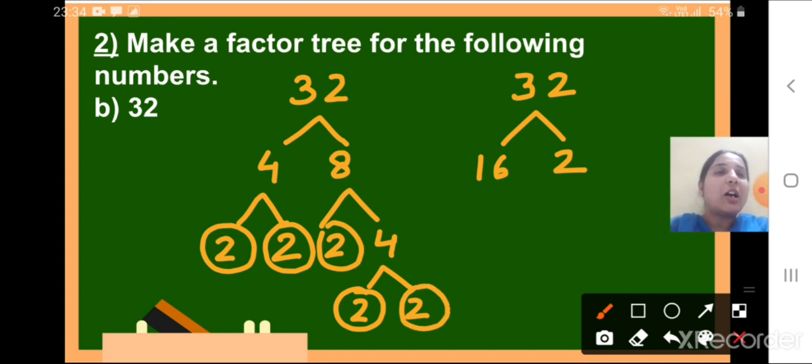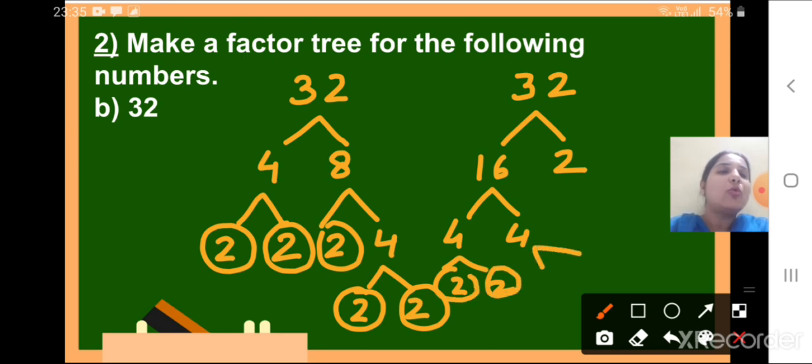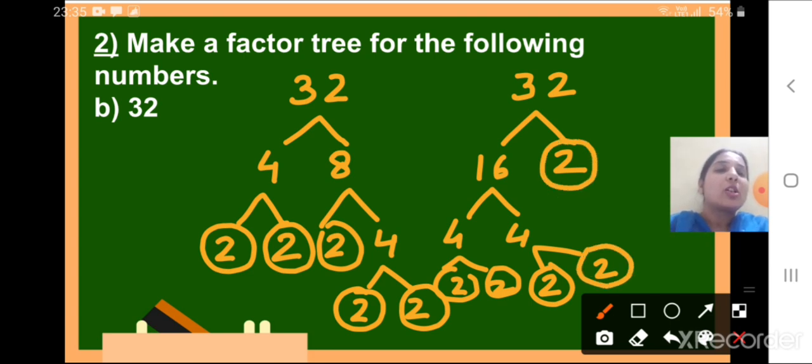Now you can factorize 32 in this way as well. Like 16 2s are 32. So 16 can be factorized here as 4 4s are 16. Then again it can be factorized as 2 2s are 4. And again 4 here can be factorized as 2 2s are 4, and here also we have 2. So in this way you can factorize a number using the factor tree method, and the shape of that factor tree depends on how you are going to factorize that number.